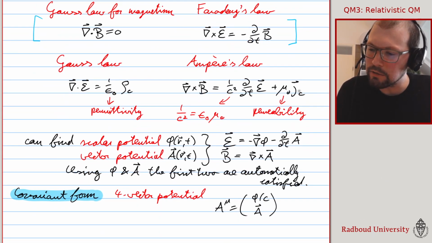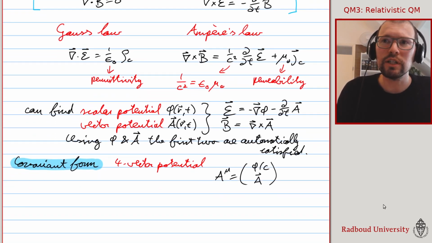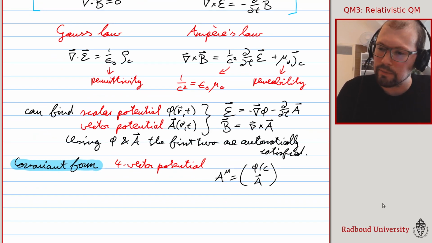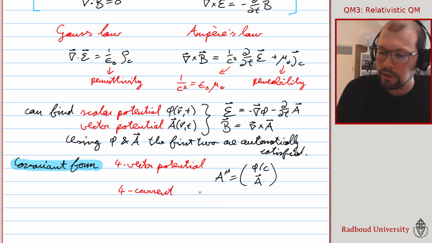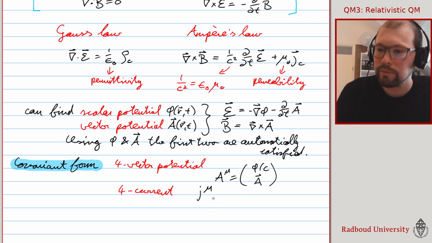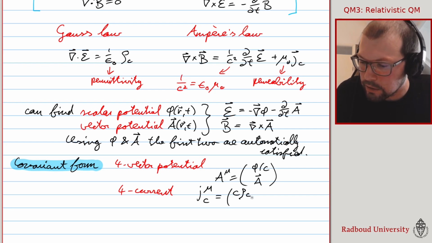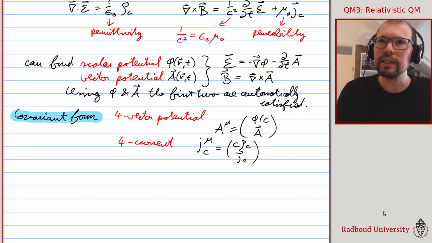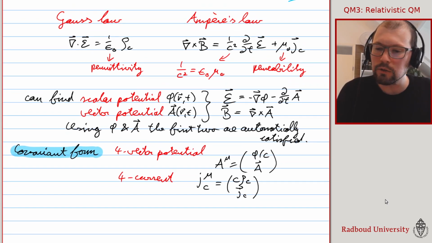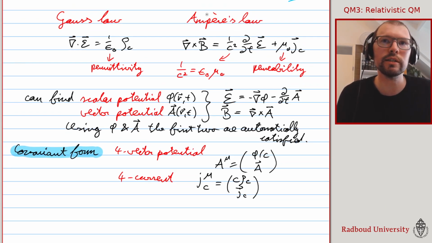Now, on the right-hand side of these equations, we also have the charge density and the charge current. So let's also group those into a four-vector. We also introduce the four-current, J mu, the charge current being this. And let's see what Gauss' law and Ampere's law look like when I express them in terms of these four-vectors.